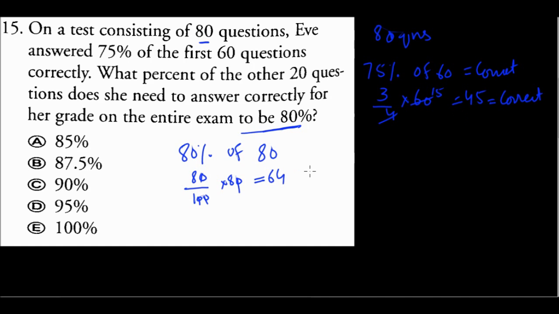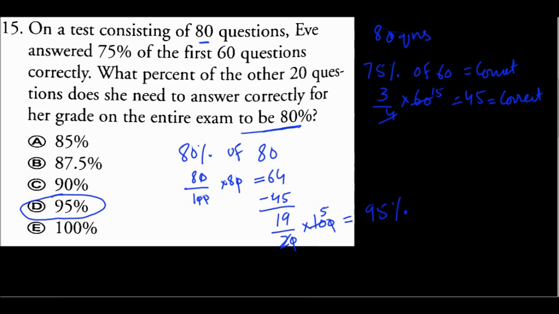Well, she already got 45 correct. So 64, I subtract 45, I get 19. So she needs to get 19 more correct out of the 20 questions left. So that in percent terms, this 0 cancels with this 0, 2 times 5 will give me 10. 19 times 5 is 95%. So she needs to get 95% correct of the remaining 20 questions to score an 80% on the entire exam.